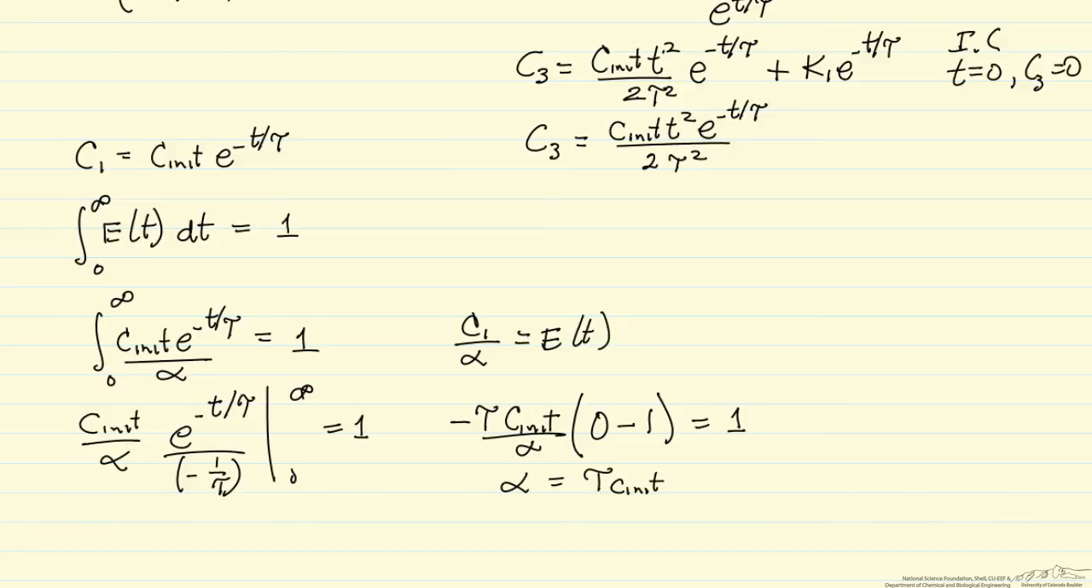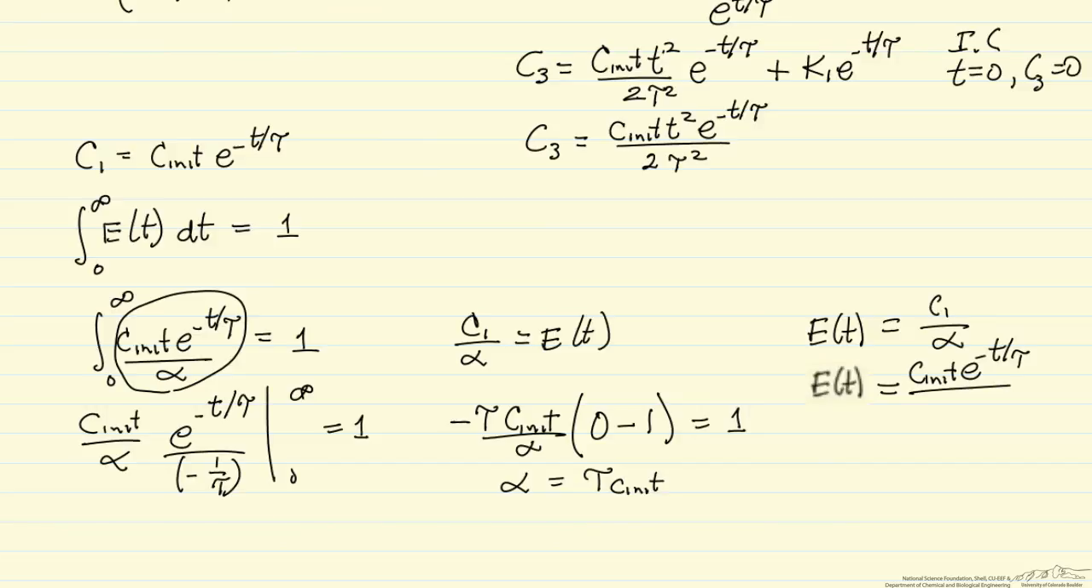Remember what I did was divide C1 by alpha to get E of t. So E of t was just C1 over alpha. C1 was the initial concentration, e to the minus t over tau. Alpha was C initial times tau. So the residence time distribution for the first reactor is e to the minus t over tau, divided by tau. And then for each of the others, I would also divide by alpha.